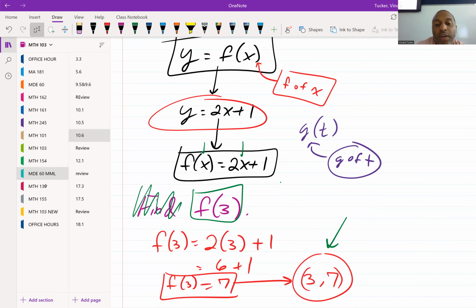So if I want to find f of 3, that means you plug in 3 for x. So that's 2 times 3 plus 1. 2 times 3 is 6. 6 plus 1 is 7. So f of 3 is equal to 7, but also if I want to rewrite that as information, that's an ordered pair of 3, 7. That means x was 3, y was 7. I plugged in 3, got out 7. Remember, input versus output, domain versus range, x versus y.